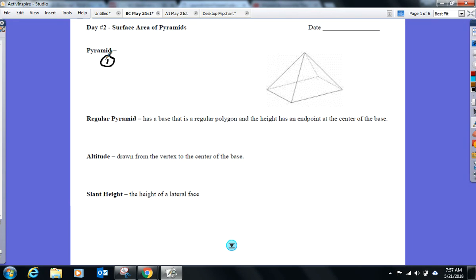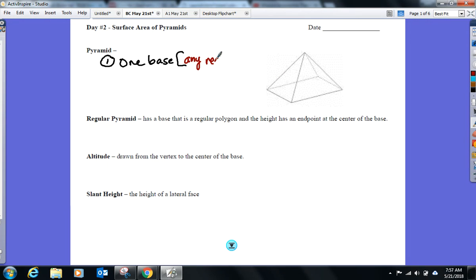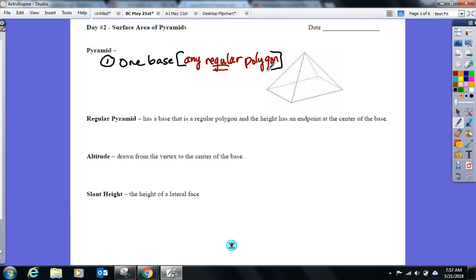And for us anyway, this is going to be nice. 1 base. And I'll let you know it's always going to be any regular polygon. So the base is going to be regular. And that's good news for us because regular tells us all the sides are going to be the same. Right?